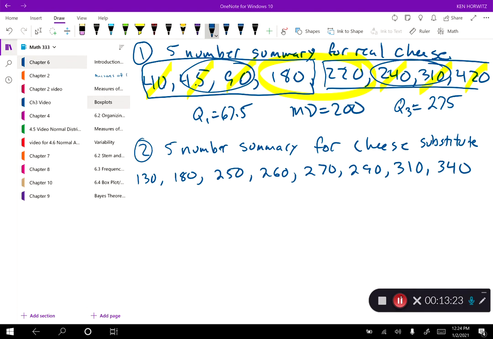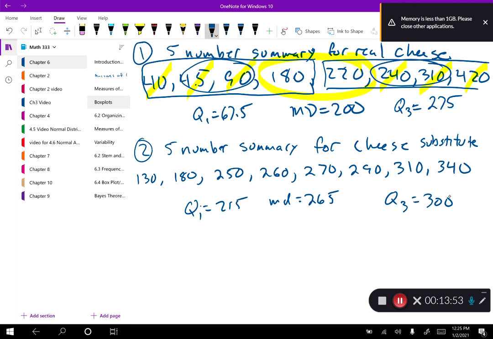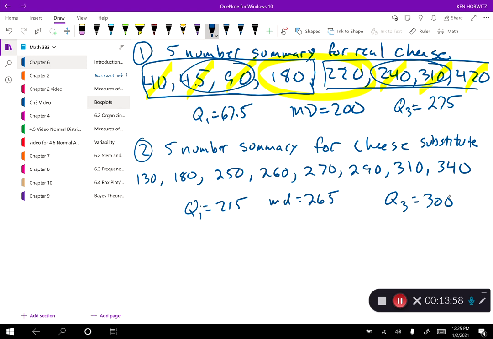All right, again, hopefully you put in the work. I found the median to be between 260 and 270, so that's 265. My Q1 equals 215. My Q3, I believe, was 300. And again, the min and the max, 130 and 340. All right, so if you had any trouble with the last set, hopefully you fixed that with this set. And now we can be ready to make our box plots.